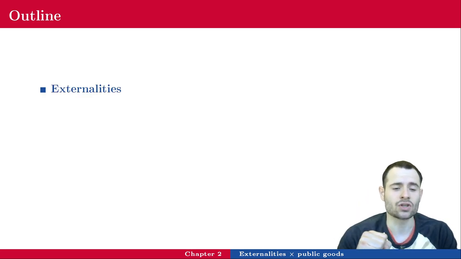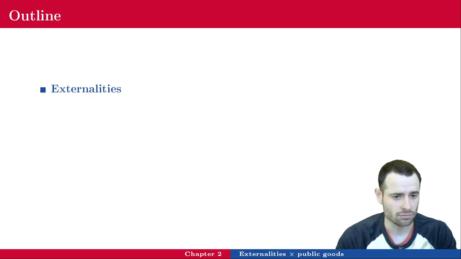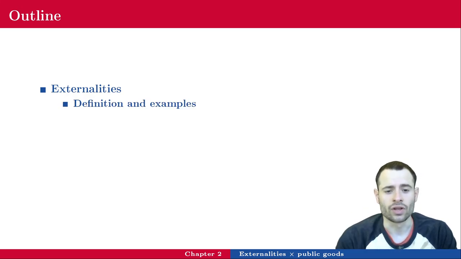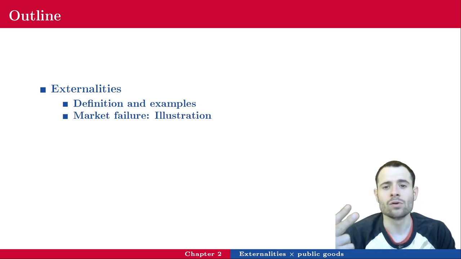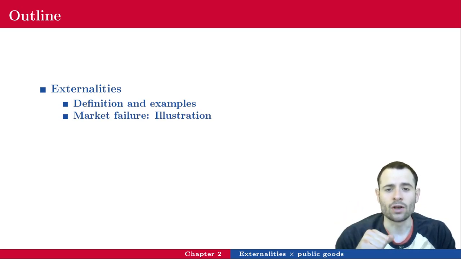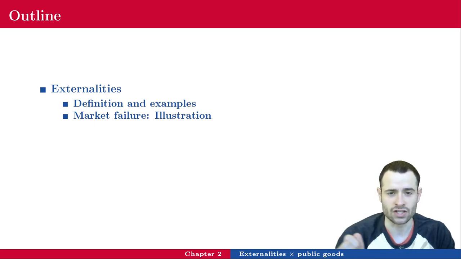So I'll start the lecture with externalities. I will go over the definition. I will go over a couple of examples. Then I will show how the market will fail to reach a Pareto efficient allocation in the presence of externalities.